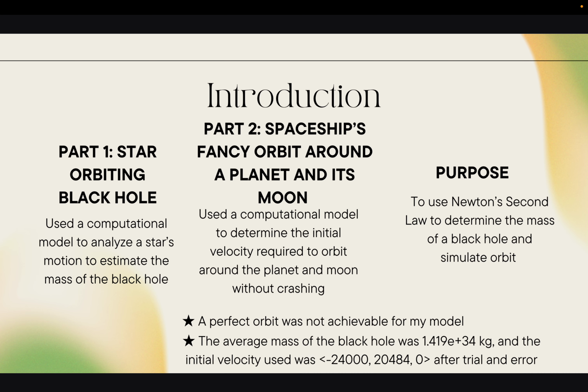The purpose of this lab was to use Newton's second law to determine the mass of a black hole and simulate orbit. We will see later that a perfect orbit was not achievable for my model, and that the average mass of the black hole was 1.419 times 10 to the 34 kilograms, and the initial velocity used was minus 20,484 after trial and error.